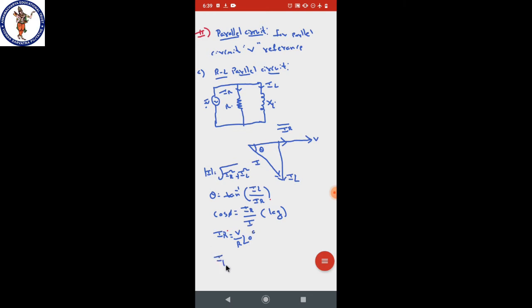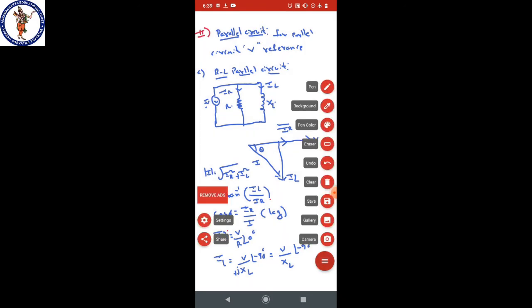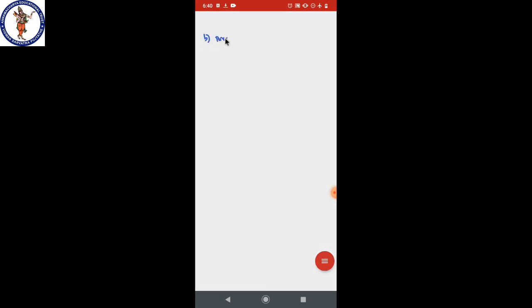Now I will go for IL. What is IL? IL equals V by jXL, where XL is the inductive reactance. This j goes downward, so it will be minus 90 degrees, not positive. Now I will write V by XL at an angle of minus 90 degrees. Okay, this is the parallel RL circuit.